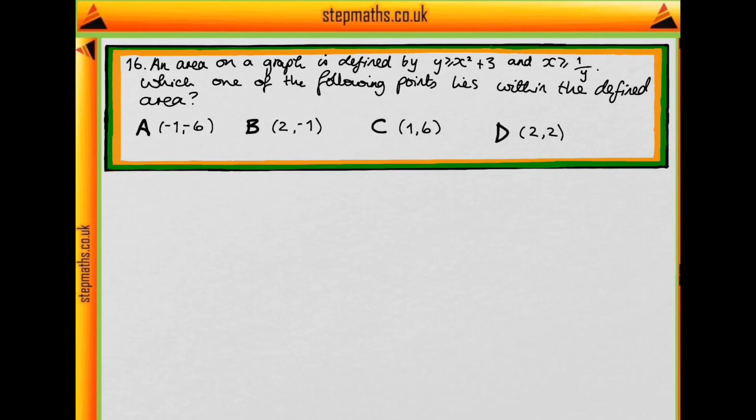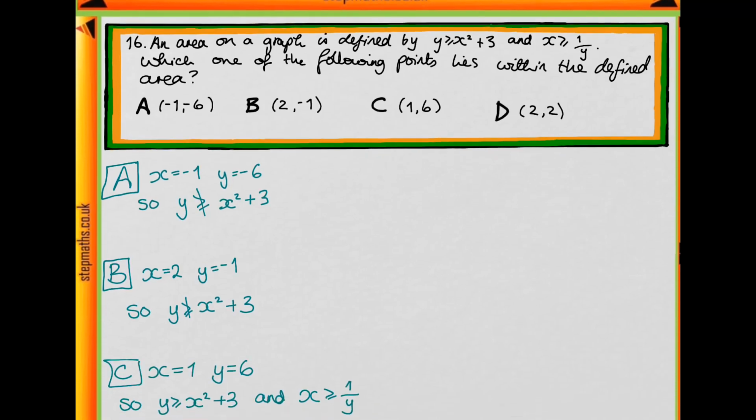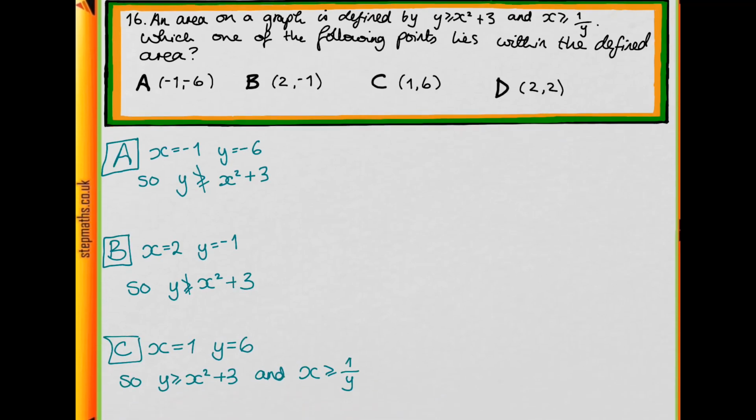There is a quicker way, which I'll show in a minute, but for now let's just have a look at that. So, for example, for A, x is minus 1, y is minus 6, so clearly y is not greater than or equal to x squared plus 3, because minus 6 is not greater than or equal to minus 1 squared plus 3, and so we can rule out A. Similarly, we can rule out B. We have a look at C, and it turns out that C holds, because 6 is greater than or equal to 1 plus 3, which is 4, and 1 is greater than or equal to 1/6. So C works, and we see that the answer is C.